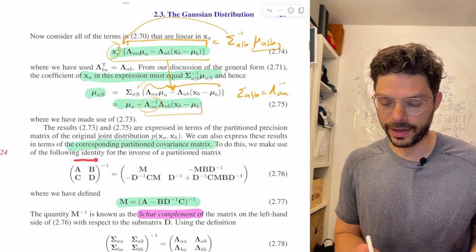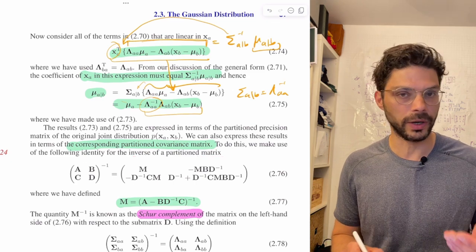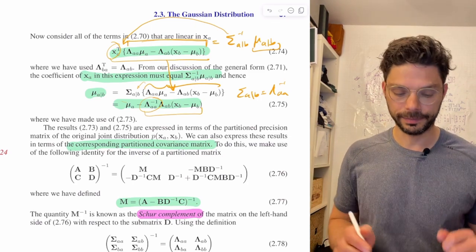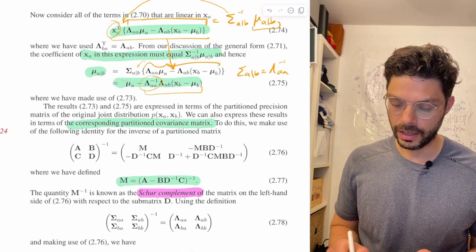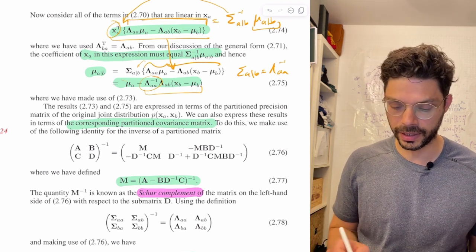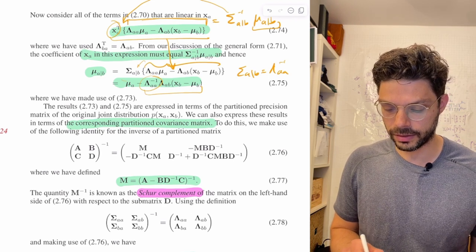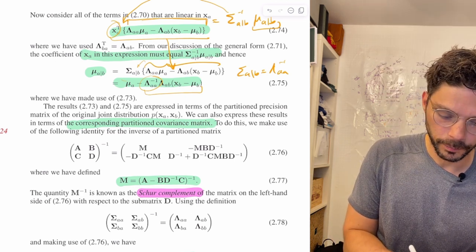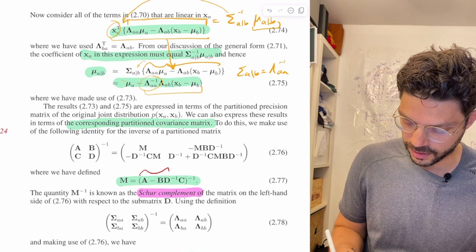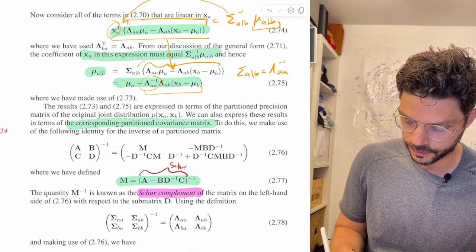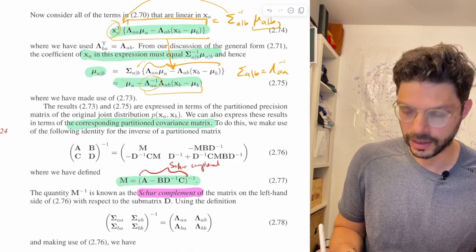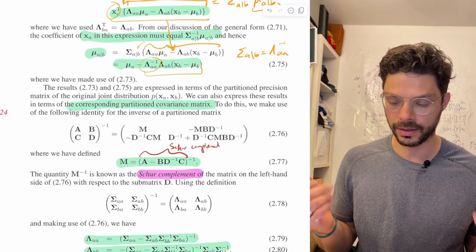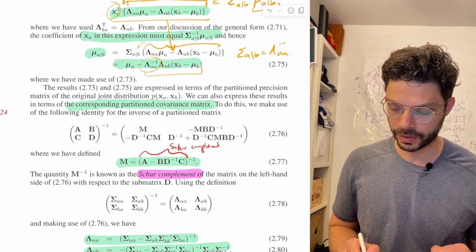We make use of the following identity for the inverse of a partition matrix. Again, you don't have to memorize this. You can just look this up all the time, but we're going to need it. So we have defined M to be equal to A minus the inverse of D times B times C. So this thing without the inverse is a Schur complement. Again, you don't need to memorize it. If your work makes you use it all the time, you'll just memorize it naturally. So don't worry too much about that, but just know what this is.